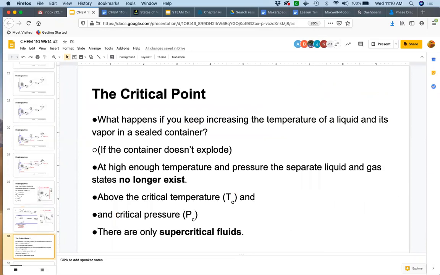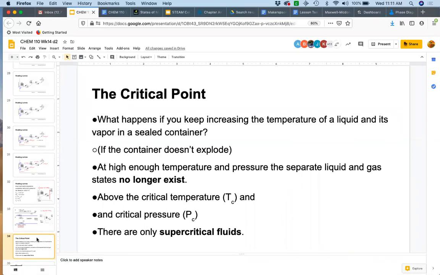Let's talk about critical point. What happens if you keep increasing the temperature of a liquid and its vapor in a sealed container? Caveat, that's if the container doesn't explode, so if you have a container strong enough to endure the pressure. At a high enough temperature and pressure, separate liquid and gas states no longer exist. Above the critical temperature and critical pressure, there are only what are called supercritical fluids.